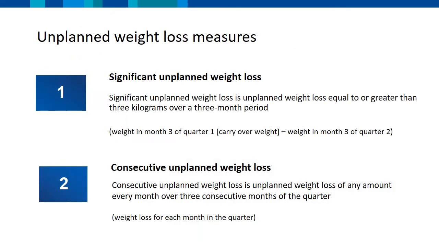So what exactly are we measuring for the QI program? There are two measures for the unplanned weight loss QI. These are significant unplanned weight loss and consecutive unplanned weight loss.